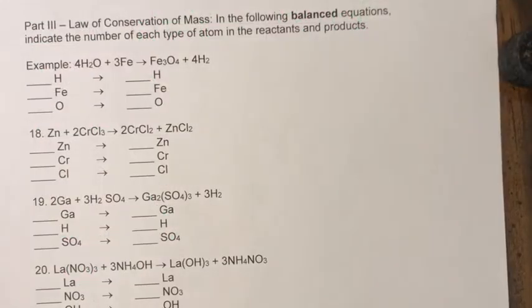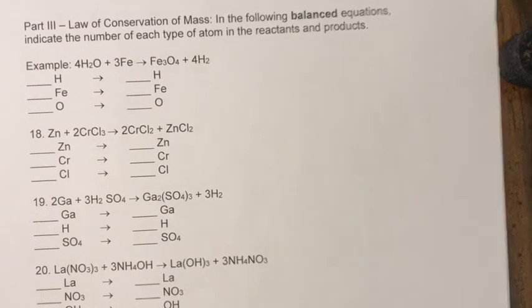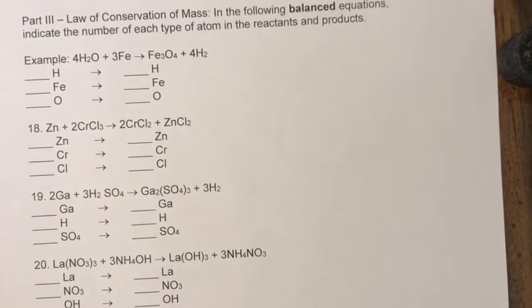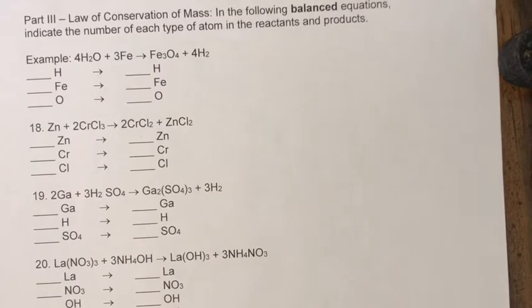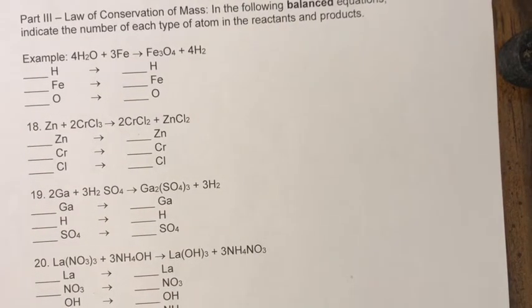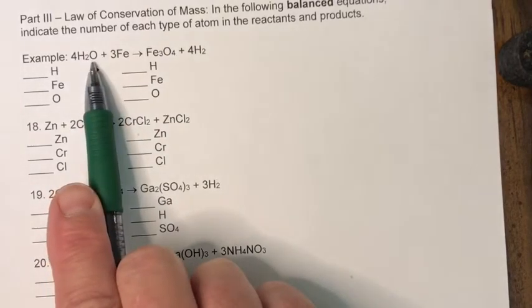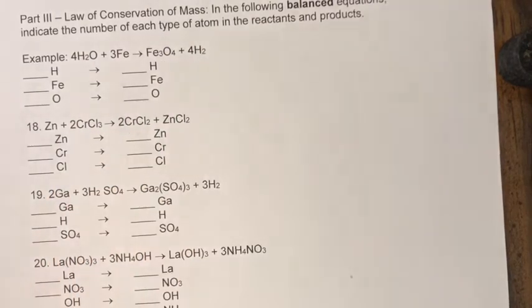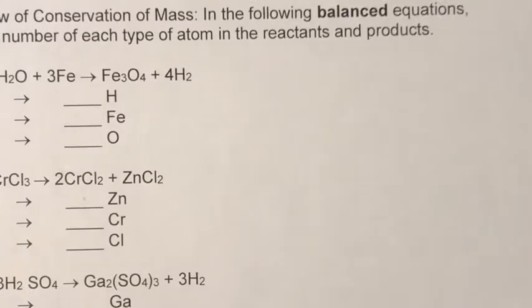Okay, this is part 3. What we're going to do here is we're going to practice counting. There's a little math involved, but I think you can do this without using a calculator because you're pretty smart. Okay, so what we're going to do is we're going to count how many of each element are found in the reactant side of the equation and the product side of the equation.